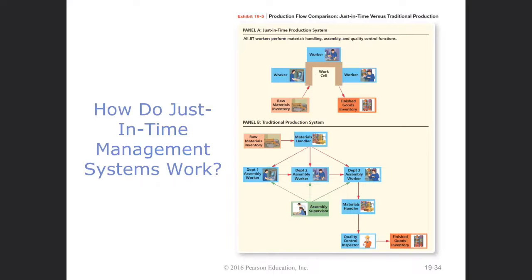So how do just-in-time management systems work? All just-in-time workers perform materials handling, assembly, and quality control functions. So a lot more eyes and hands are on this product. Up here, it could potentially just be one or two. Down here, you've got a lot more. They can be more specialized in what they do, because this person can only do one thing, which makes them really good at it, because the more you do things, the better you get normally. Whereas up here, this person could have a learning curve on each because they're having to swap back and forth between this and that all day.